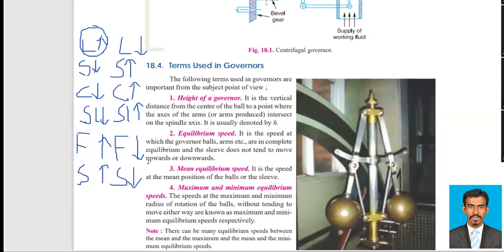So that's what is mentioned here. It is the speed at which the governor balls and arms are all in complete equilibrium, and the sleeve does not tend to move upwards or downwards. In the video, if you have seen, the equilibrium condition can be seen here.